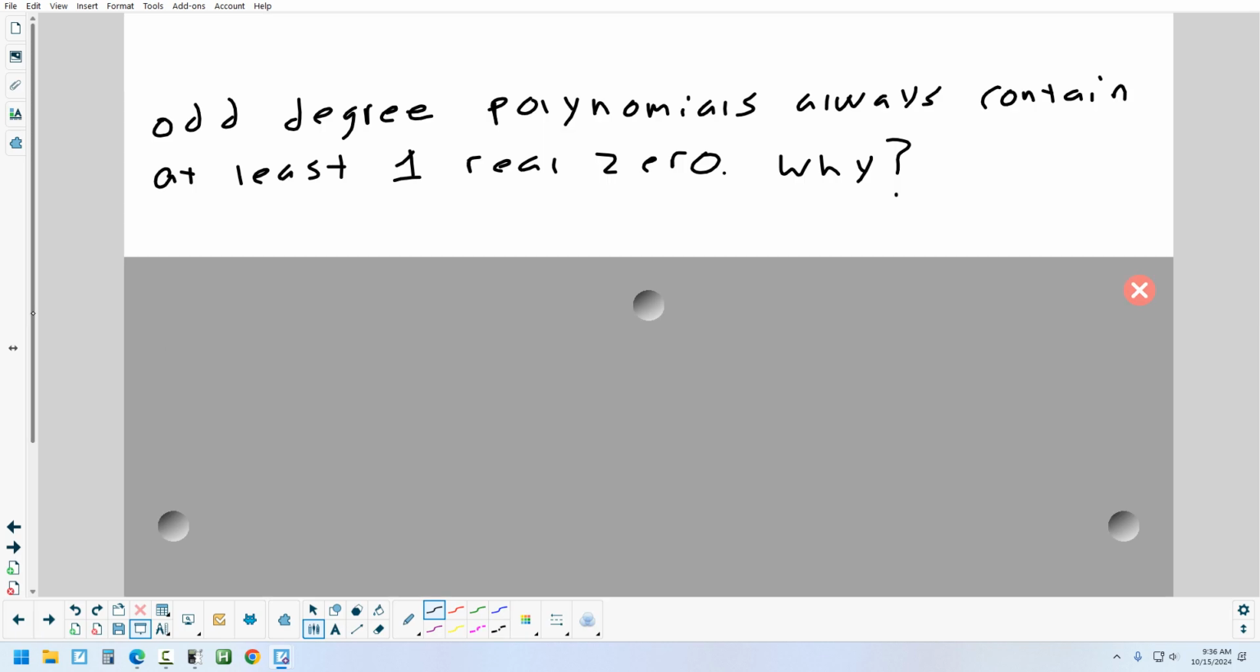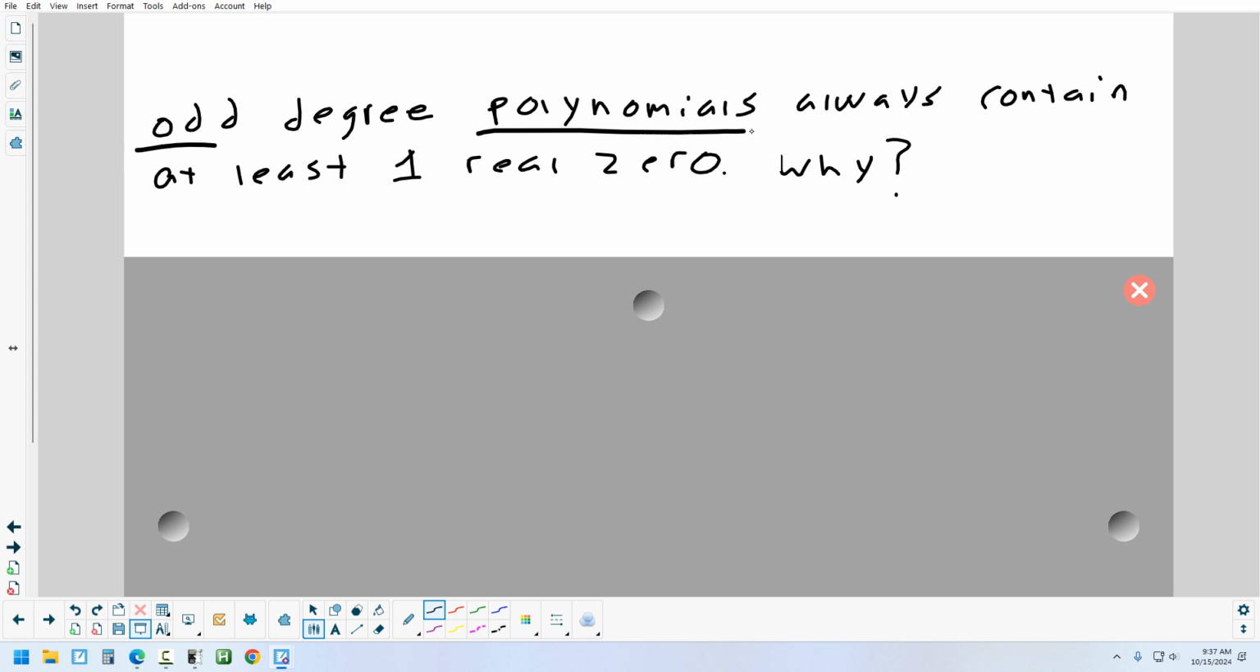Well, I kind of just touched on this. Why do odd degree polynomials always have to have at least one real 0? I talked about it for the cubic in the last problem, but it's actually true for any odd degree polynomial. That's true because they always cross the x-axis at least one point, because the ends go in opposite directions, either positive or negative, on each end. So the end behavior is one end is up, one end is down.